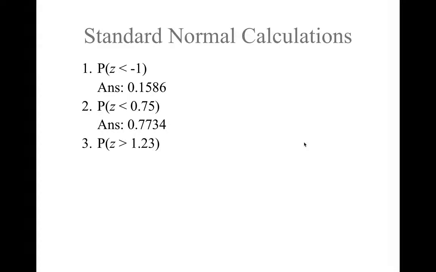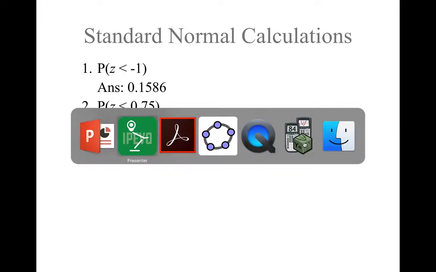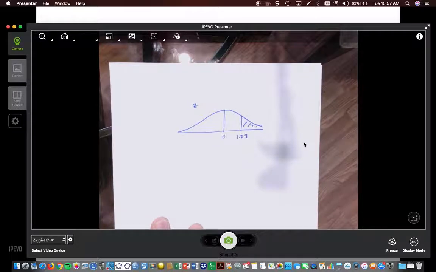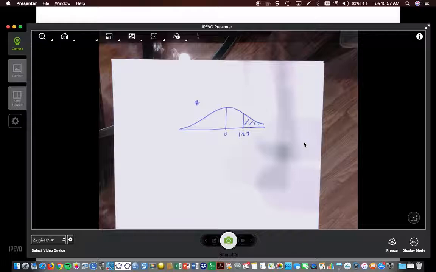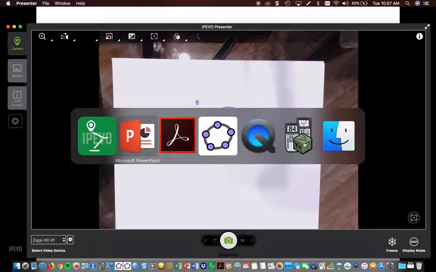So what if I want to know what's the probability that z is bigger than 1.23? I'm going to pause here and let you look this one up, see if you can come up with an answer. What's the probability that z is bigger than 1.23? I'll give you a minute. Okay, so what we're looking for in that table is the probability of being to the right. So we're going to look up in the table 1.23.